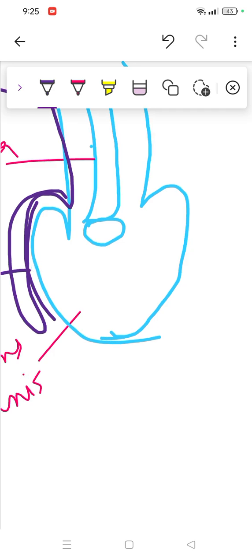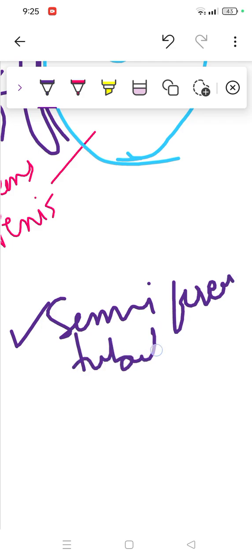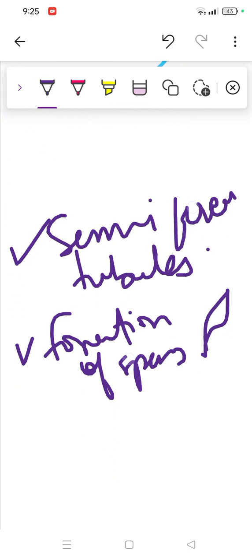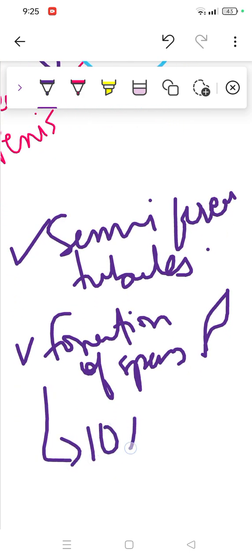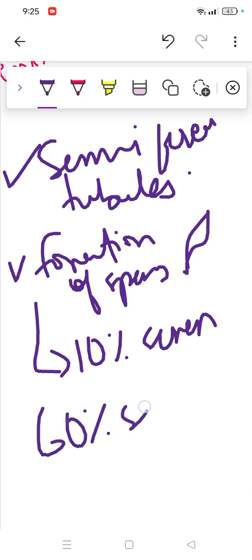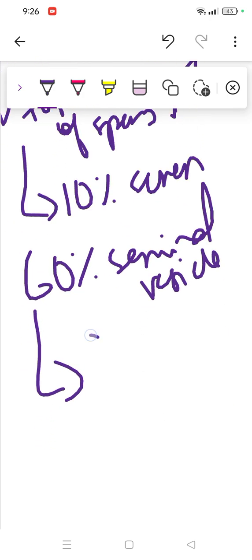And if I discuss a few other points, like the seminiferous tubules, you will see that there is formation of sperms. Formation of sperms happens here. Here you will see 10% semen from this and 60% from the seminal vesicle, and you will see fructose is the food source, as I mentioned before, so no need to write.